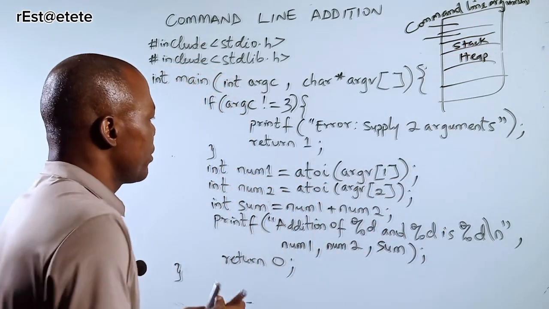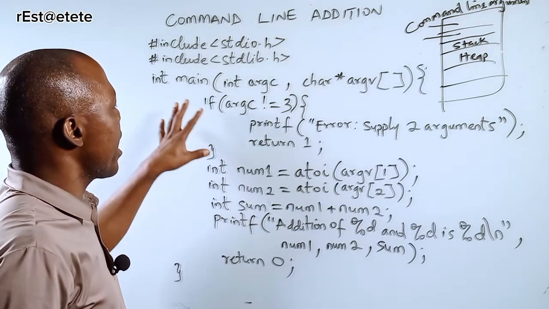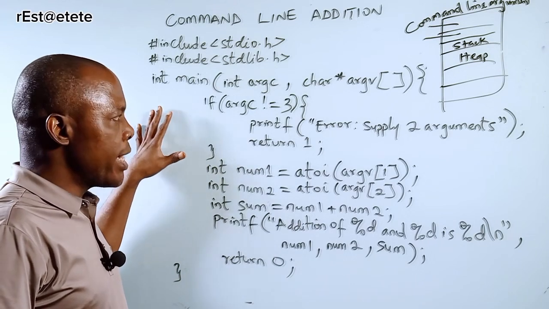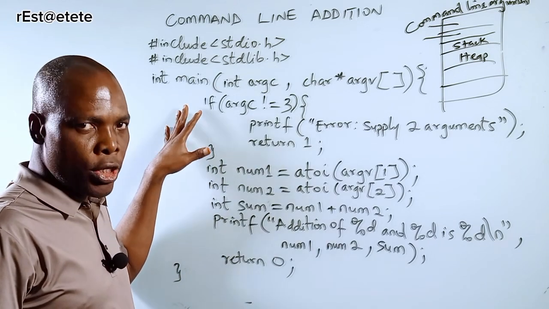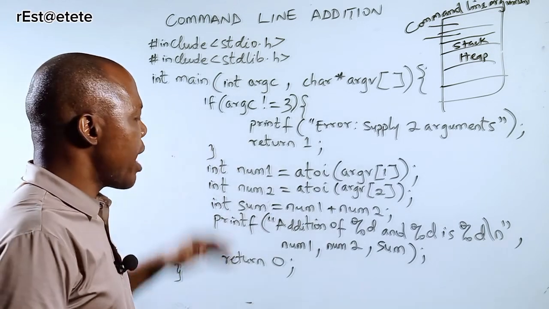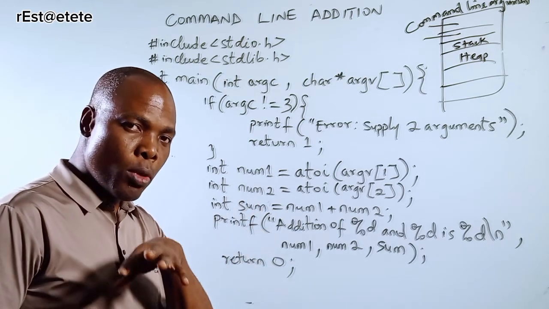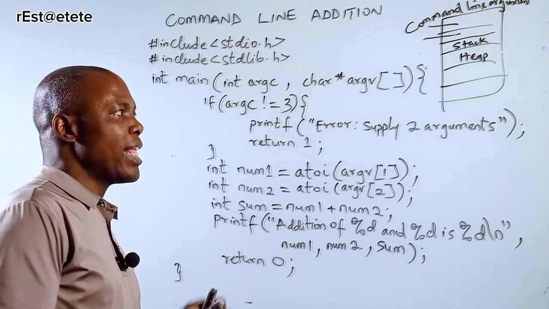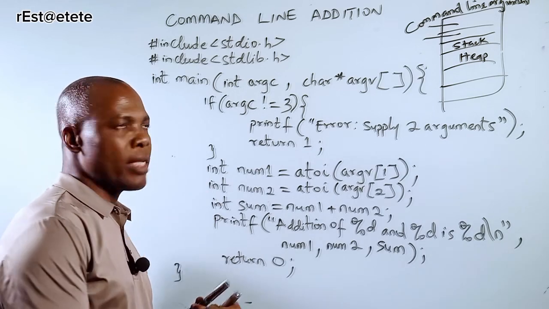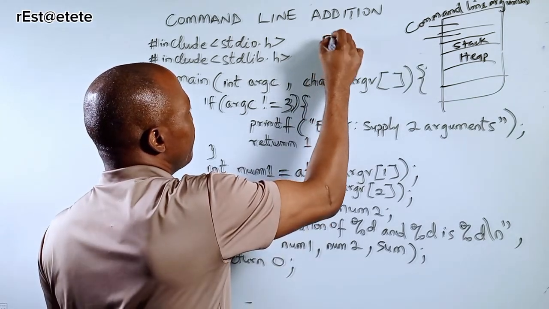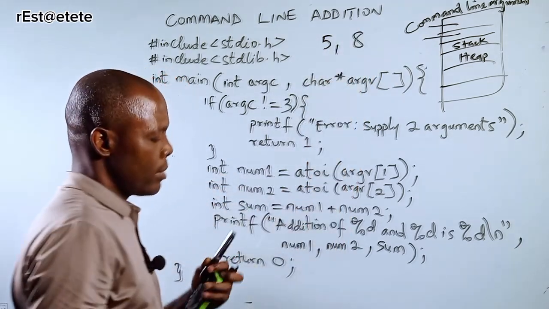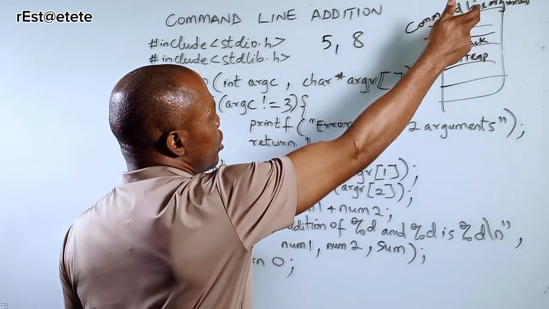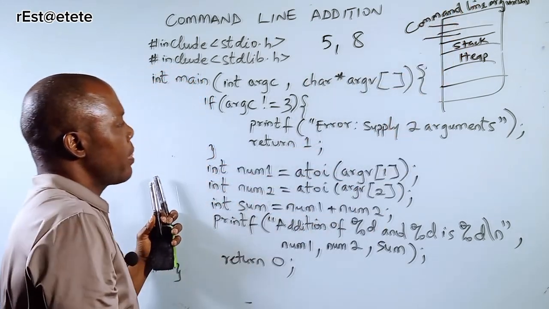So the moment I compile this program and then I launch it, what will happen is in my code block, I'll show you just like I did in the last class. I will supply two parameters, 5 and 8. So when I run the program, these 5 and 8 will be stored in this command line argument.